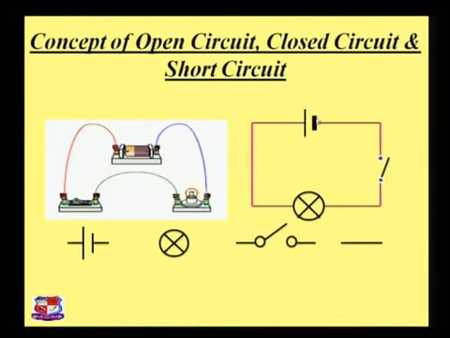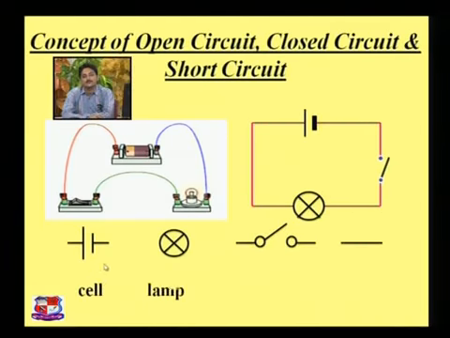We represent them with symbols: this is a battery, that is for the bulb, and that is for a switch. So here is a cell, a lamp or bulb, a switch like that, and the wires. These are all the wires which directly make the circuit complete.